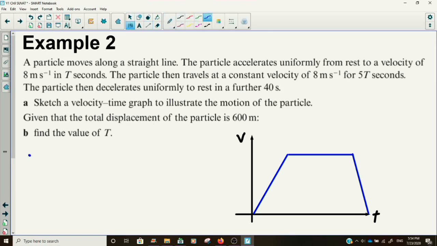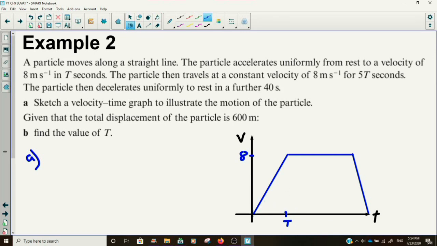So for part A, it says sketch the velocity time graph to illustrate the motion of the particle. Well, we do need to label this. So we have a velocity of 8, and that's after t seconds. So I'm just going to put a little dash there and put a t there. So that was t seconds.